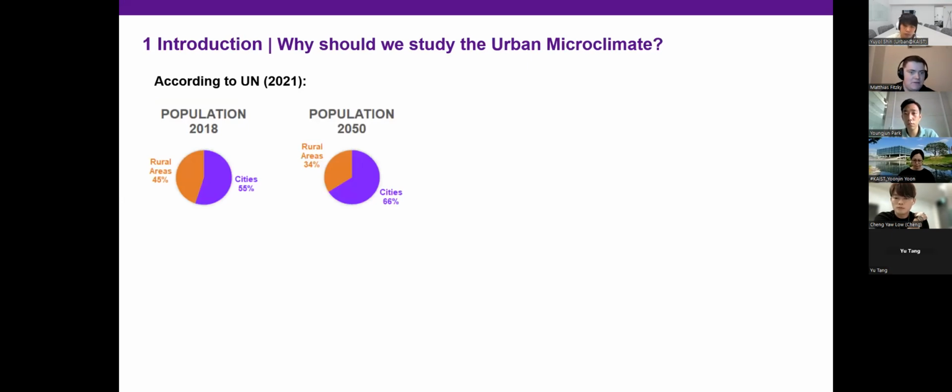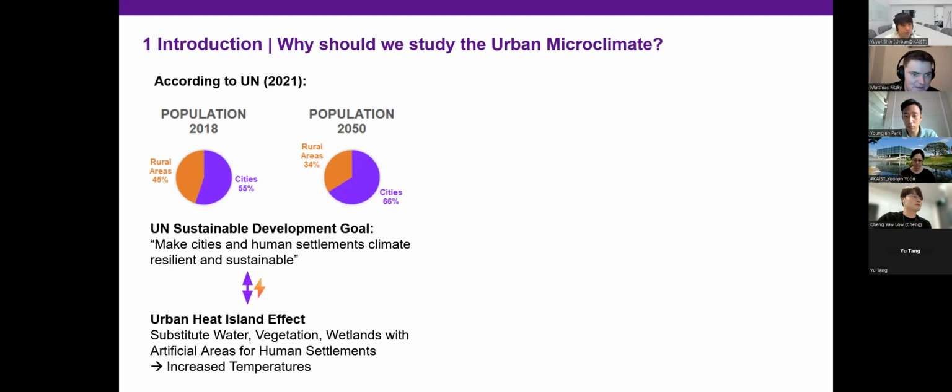To motivate this whole thing, the UN estimated in 2021 that by 2050, more than two-thirds of the human population will be living in cities. They also defined for this period, which is also going to be severely impacted by climate change, certain development goals, meaning cities and human settlements should be resilient and sustainable.